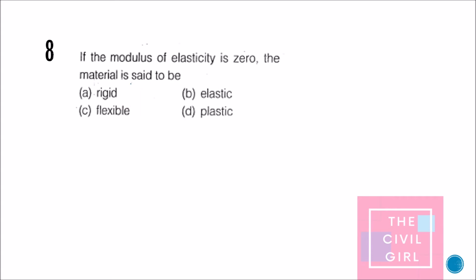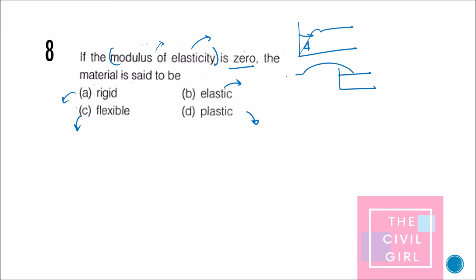Next question. If the modulus of elasticity is 0, the material is said to be what? First, to understand the question, let us look at what modulus of elasticity is. If I take a stress strain graph, then this slope is what I call the modulus of elasticity. I have to understand the stress strain curve behavior for all these types, and from that I can find out which has zero slope. Any material that has zero slope has no modulus of elasticity.